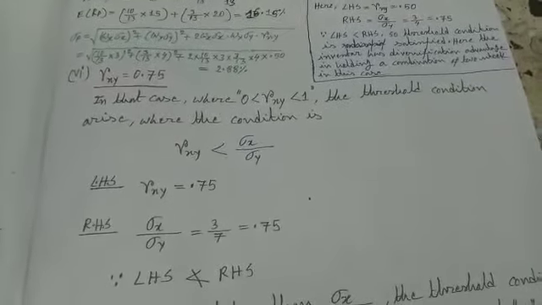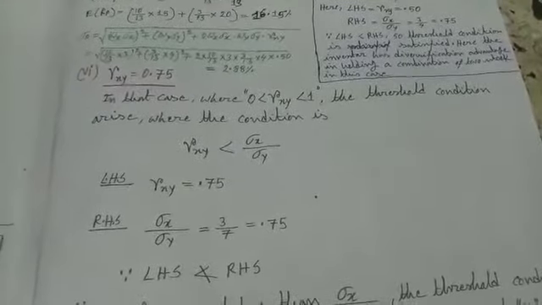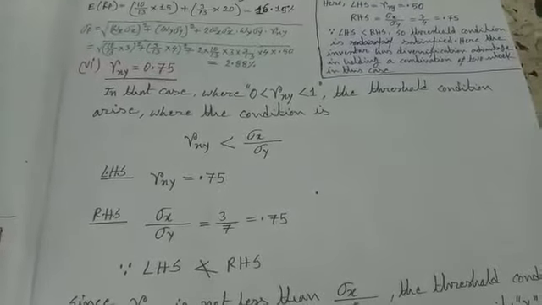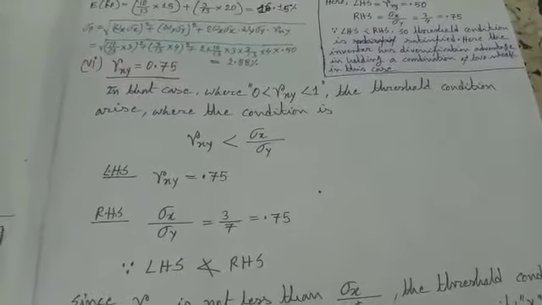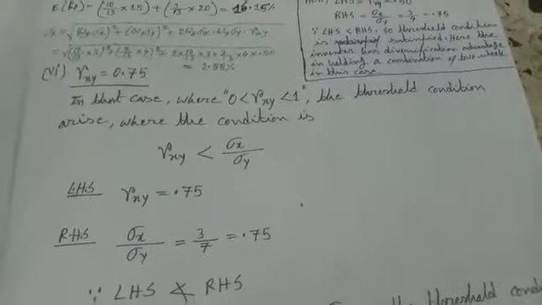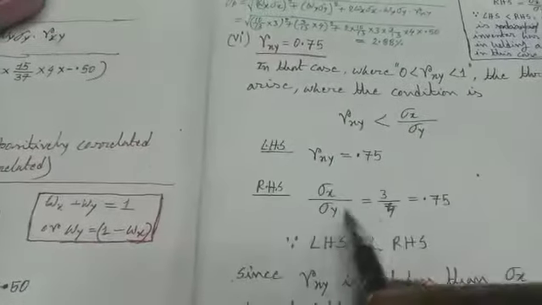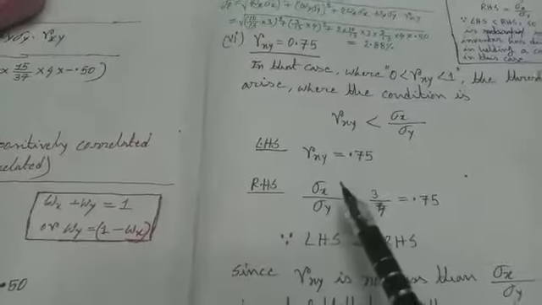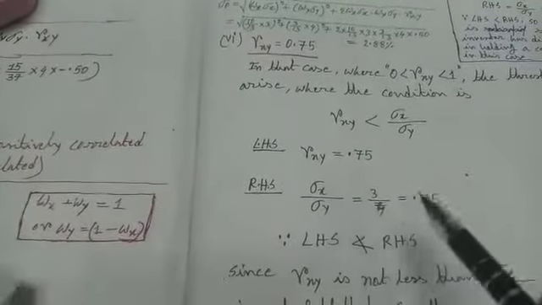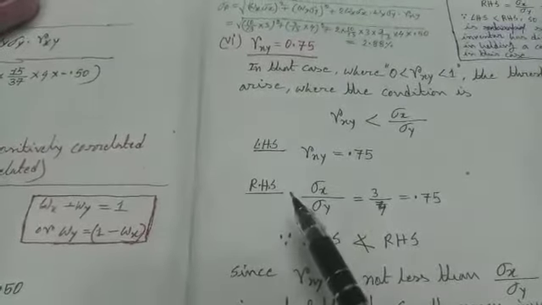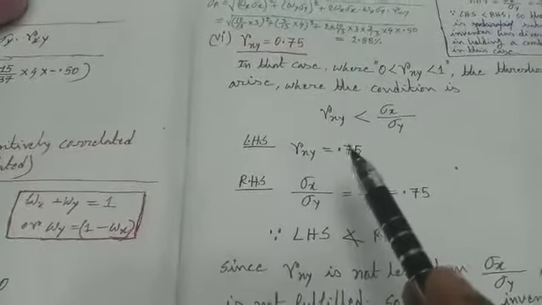Now first we need to test the threshold condition. Here Rxy equal to 0.75, that means on the left hand side there is Rxy which is equal to 0.75. Now on the right hand side there will be sigma x by sigma y, and it is 3 by 4. In the question it was given that sigma x is 3% and sigma y is 4%. So lower sigma by higher sigma, that means sigma x by sigma y comes to 0.75. So here both left hand side and right hand side give the same result, that means 0.75.